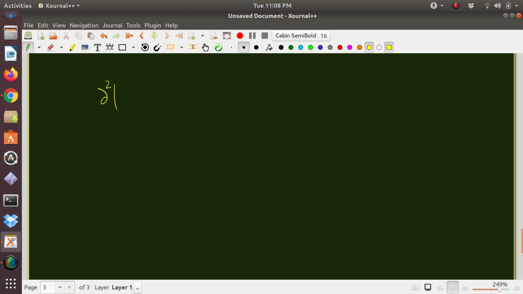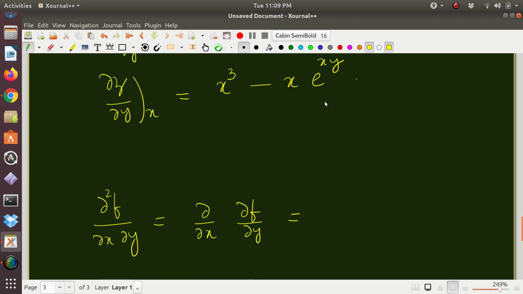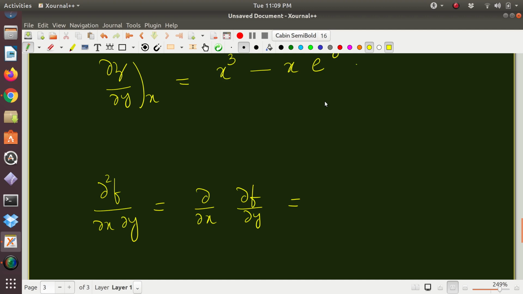Let's consider partial squared f by partial x partial y, which is nothing but partial by partial x of partial f by partial y, and we already have this expression for partial f by partial y. I'm sorry, when I mean f, I mean z here. Let me just change the notation so that there's no confusion.